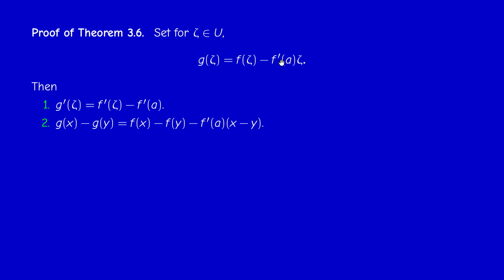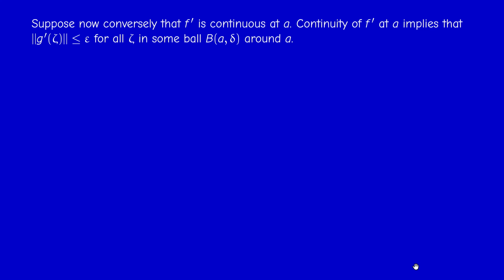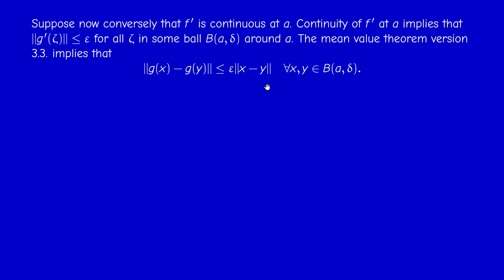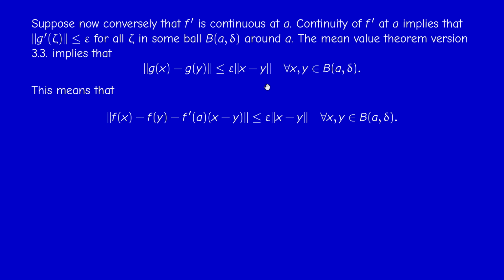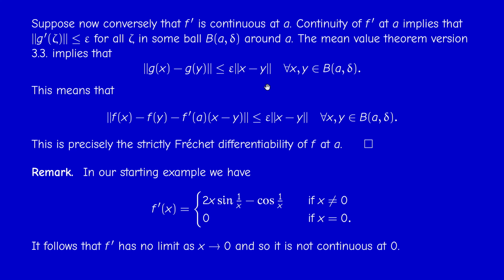Conversely, if f prime is continuous at A, it's the same reasoning actually. So as we observed, continuity of f prime at A implies that the norm of G prime of zeta is bounded by epsilon in some ball around A. And the mean value theorem now tells us that G is Lipschitz continuous on this ball. And this precisely means, I just replace G of x minus G of y by its value, and this is precisely the strict differentiability of f at A.